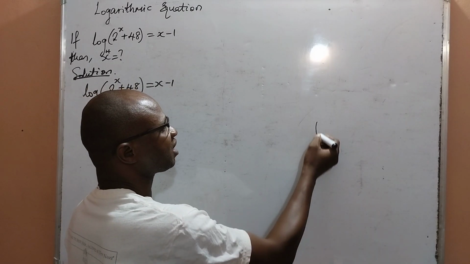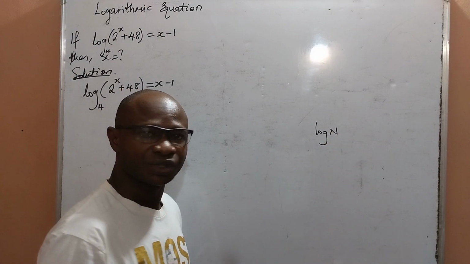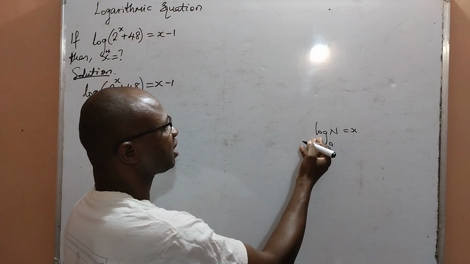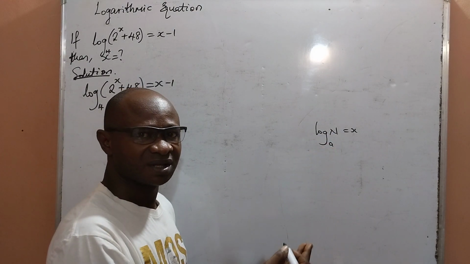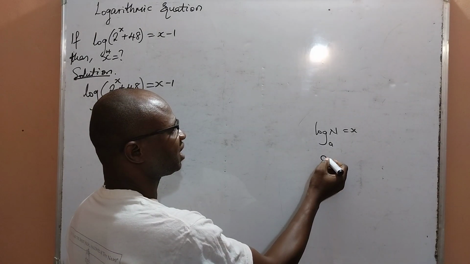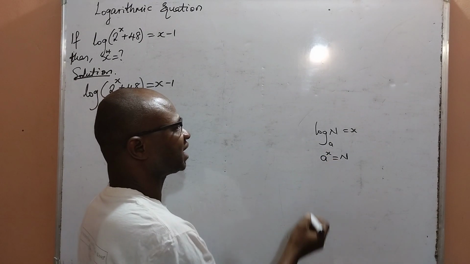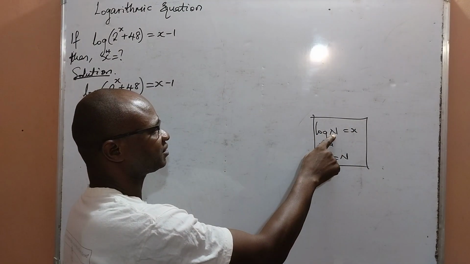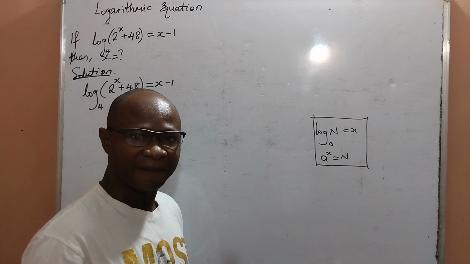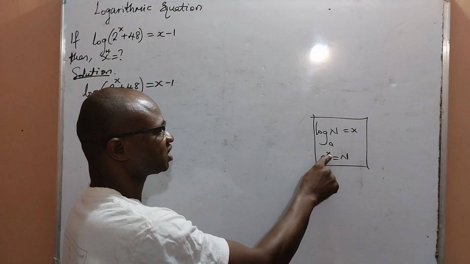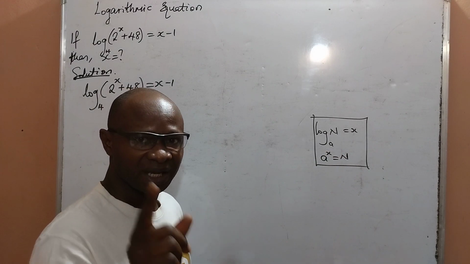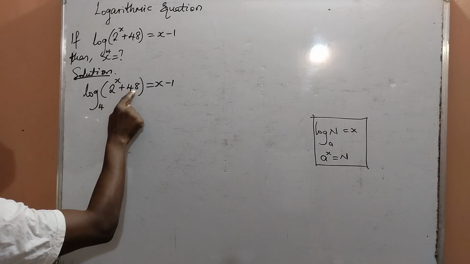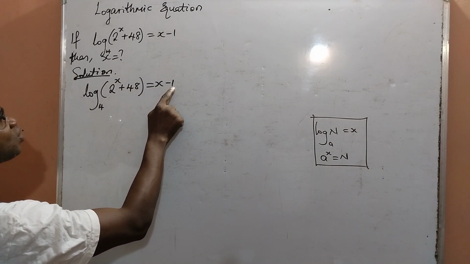It is defined that the logarithm of a number to base a, if a number is given, the definition says that a to the power of x is equal to n, implying that the logarithm of a number n to base a is the power to which the base must be raised in order to obtain the number. In other words, the log of 2 to the power of x plus 48 equals x minus 1.